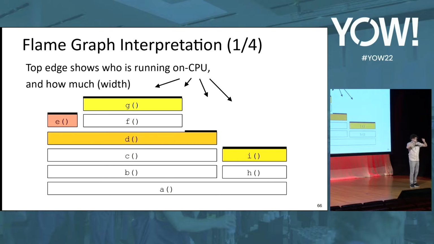This is great because everything's a rectangle, you get to put the function name in, you're just doing line length visual comparisons. So I look at this, G is on CPU the most because it's the top edge that's the biggest, followed by I.